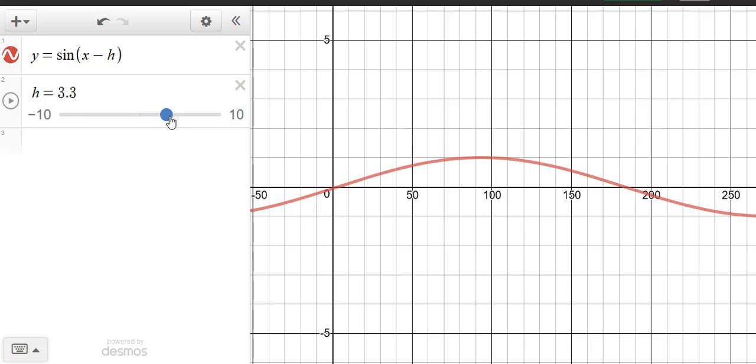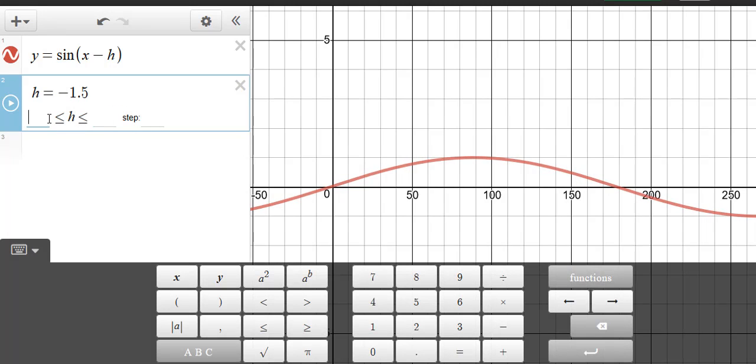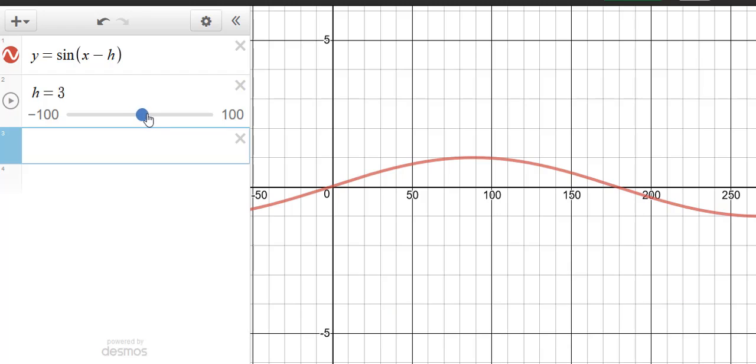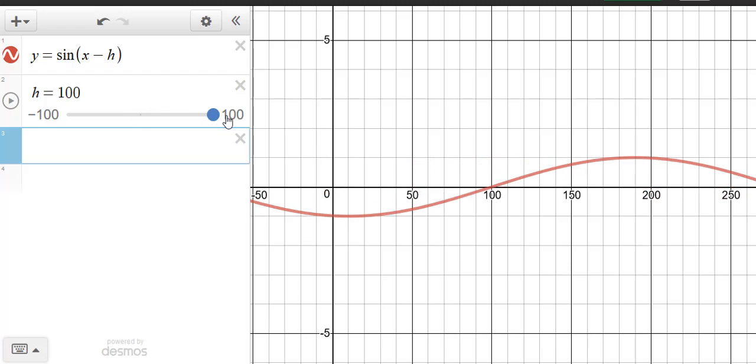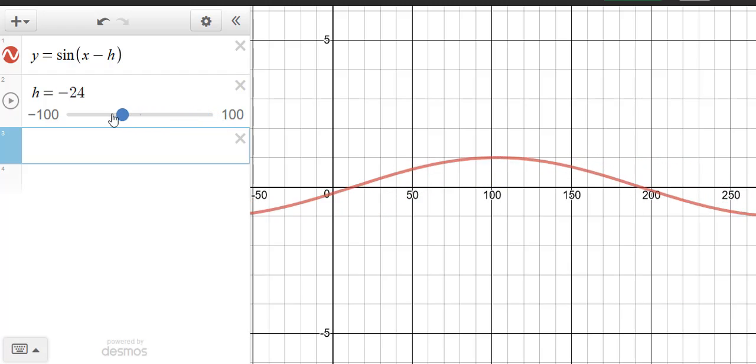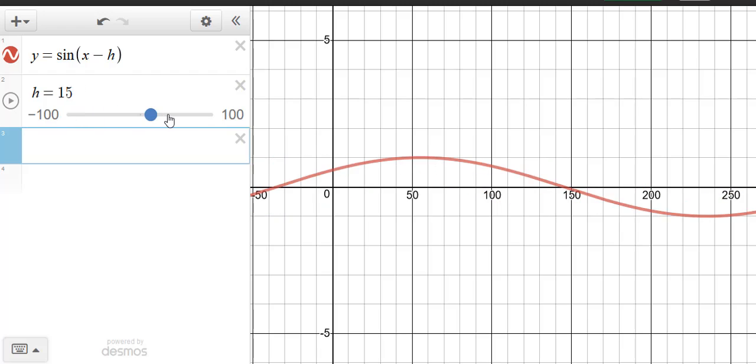It's not very dramatic, is it? The cool thing with Desmos too is I can change these numbers so that it goes to like -100 and +100. And I think that'll work. Let's see what happens here now. See that? It's going 100 to the right and 100 to the left.